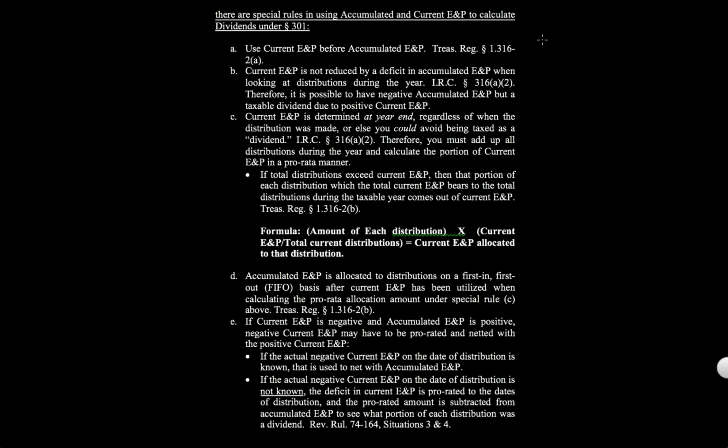So if you have a distribution during a year and you have current E&P that's positive and accumulated E&P that's negative, and let's say the accumulated E&P is negative $100,000 and the current E&P is $10,000, well, that's negative $90,000 total. So you say, well, we don't have earnings and profits. That's not how it works. You have to look at current E&P first.